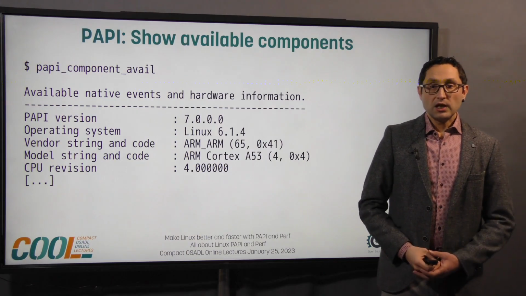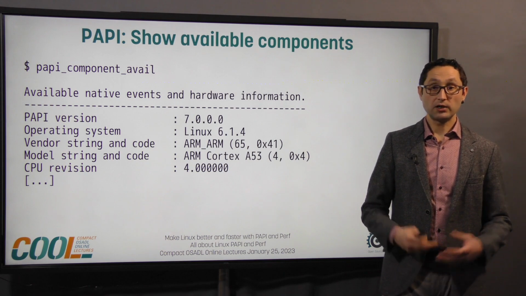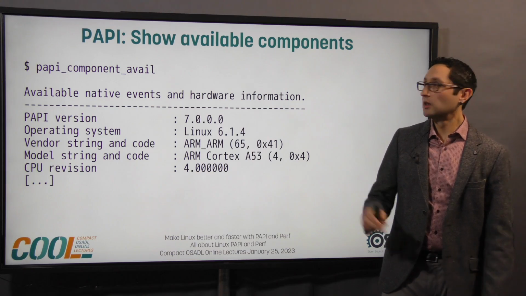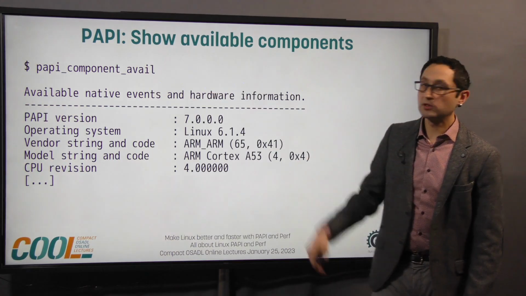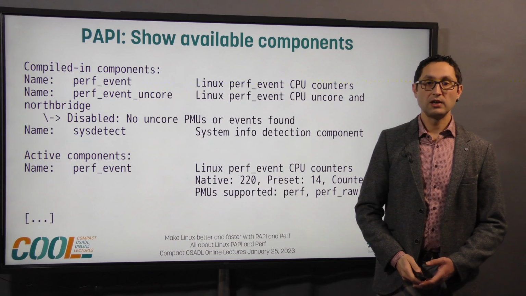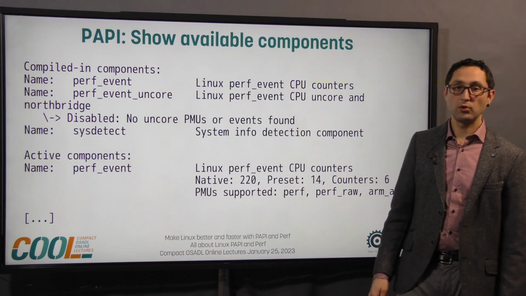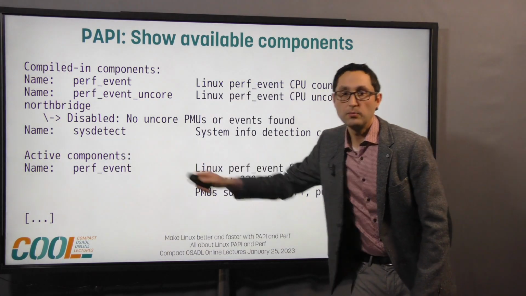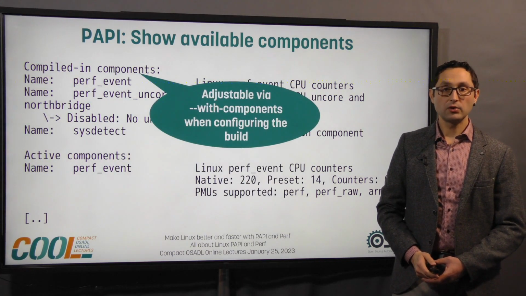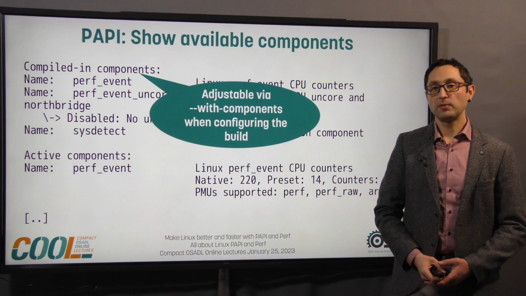When we have installed PAPI, we can easily check which functionality is available. I told you it's organized in so-called components, and which components have been built in can be checked with the PAPI component avail command. This will give us a basic idea of our system and a list of the components that are available. On Linux, the default component that will always be there is the perf_event component. If you want additional components, you can adjust that with the configure script, which has a --with-components parameter.